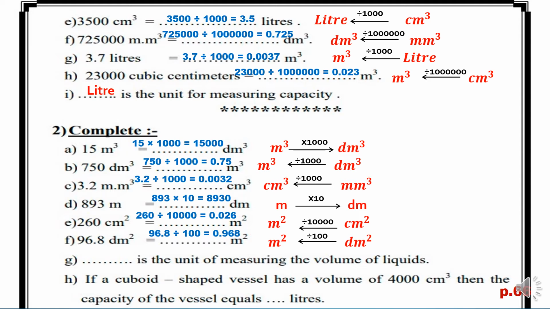Letter G. What is the unit of measuring volume of liquids? Volume of liquids, it's the liter also. In letter H, if a cuboid-shaped vessel has a volume of 4,000 centimeter cube, then the capacity of the vessel equal how many liters? So here I have centimeter cube, 4,000. To change from centimeter cube to liters, I will divide by 1,000. So 4,000 divided by 1,000 equals 4 liters.